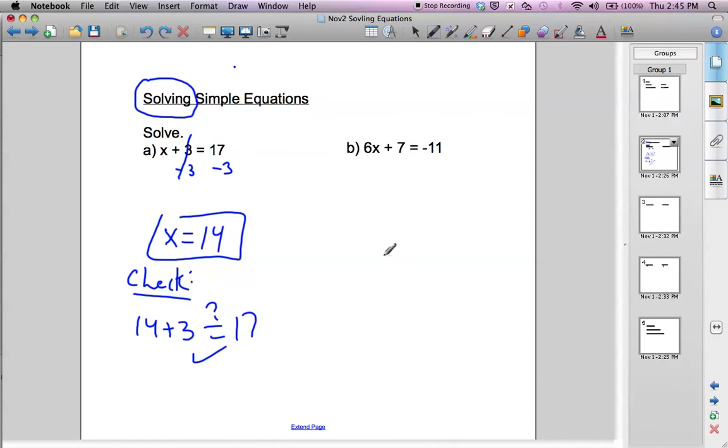Next equation, again, you want your goal to be x equals some number. So we've got to get rid of the 6 and the 7. So let's subtract 7 from both sides of the equation. We get 6x equals negative 18.